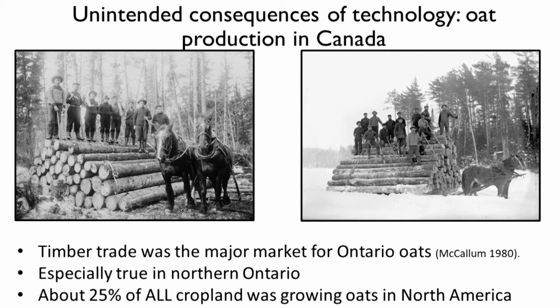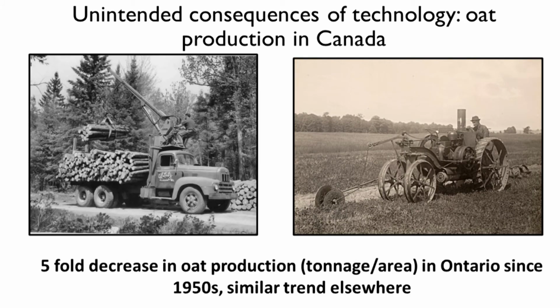In Ontario, very true, lots of oats being grown, primarily for the timber trade. And it's not because oats were used specifically to make timber, but because the timber trade used a lot of horses, and those horses ate oats. So yeah, huge demand from the timber industry for Ontario oats. But then this happened, right?